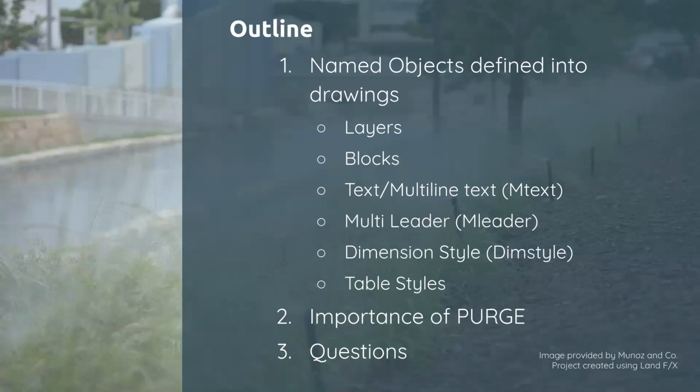We are going to be going over named objects, specifically what is defined into drawings. So things like layers, blocks, text, leaders, dimension styles. We'll even mention table styles a little bit, but then really go into the importance of purge and what that actually means. It doesn't look like we have a lot to go over here, 2 simple things, but we can go pretty deep into stuff. So as we start going through it, definitely get your questions in, and maybe we can wrap them into it.